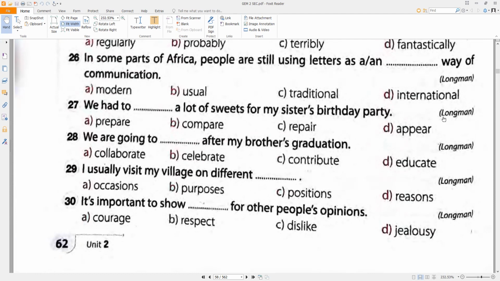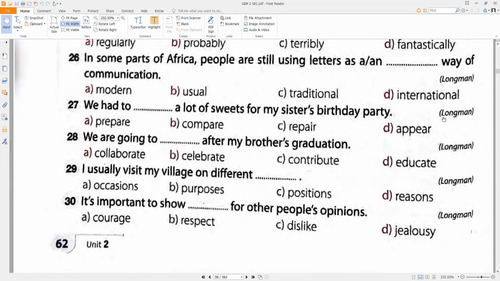Number 28. We are going to celebrate after my brother's graduation. Collaborate, celebrate, contribute, educate. Excellent. B, celebrate.